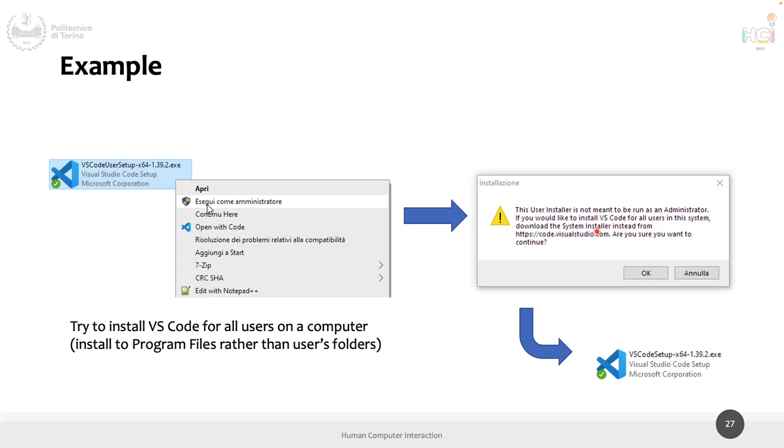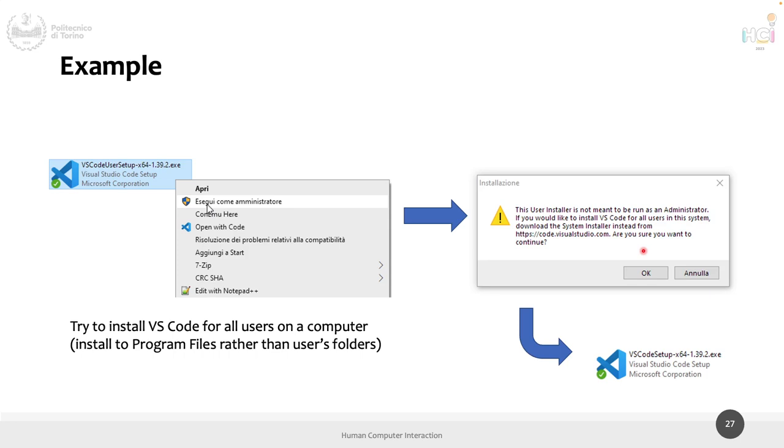So it gives you not only the error, you cannot install it because this is a user installer, not the system installer, but it also tells you how to solve this if you want to do it as administrator: pick another installer, and it gives you the address to pick another installer. And then also a question, are you sure you want to continue? And you can probably continue without administrator rights, or you can say cancel and download the right version and run as administrator, and in that case it works.